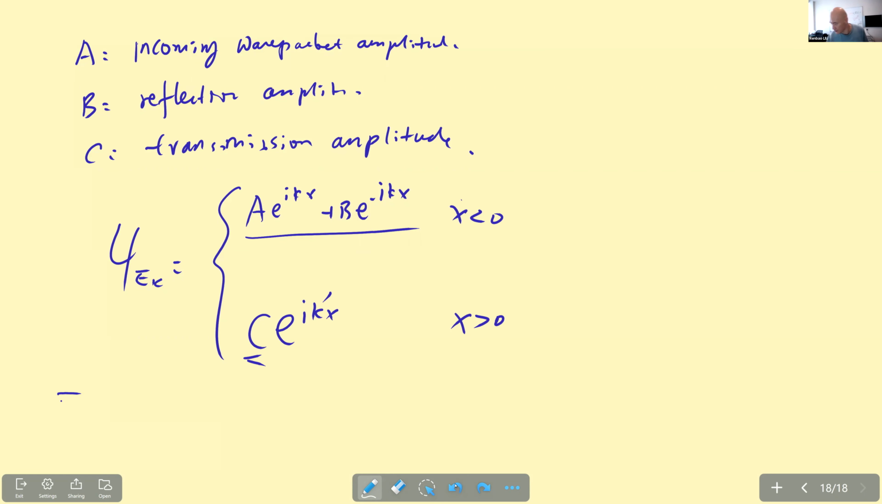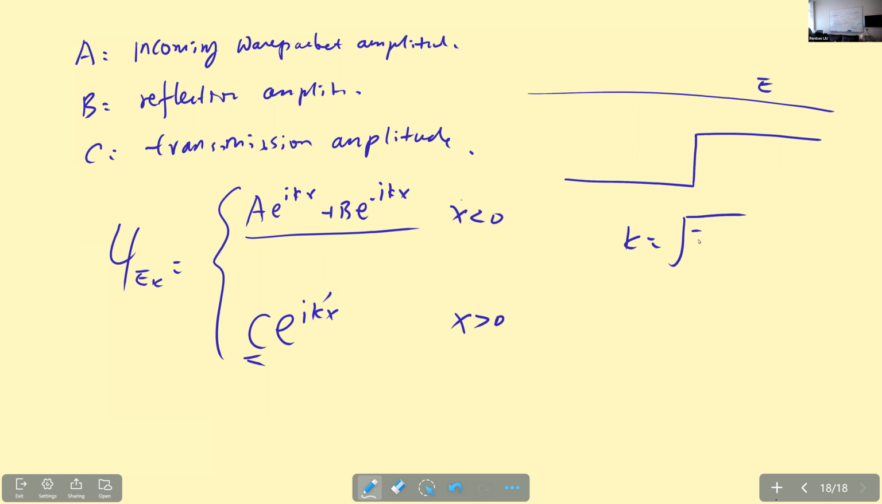So this is the way to find the solution of this potential. So this is E, and k equals the square root of 2mE over h bar squared, and k' equals the square root of 2m(E minus V0) over h bar squared. Now you have all of this, right? So all the coefficients can be determined.